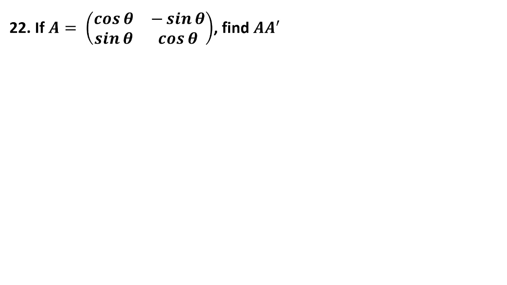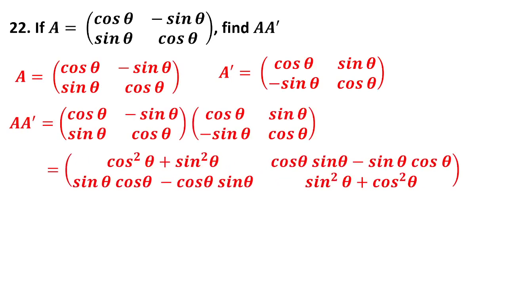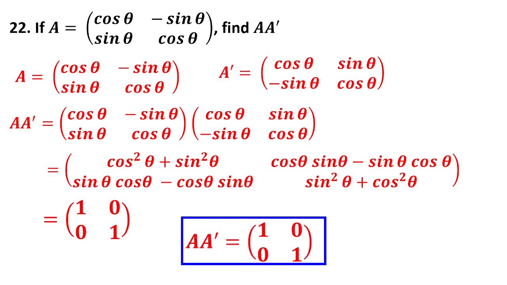Well, A is given, we have to find A dash. A is there, and A dash is its transpose, and I am multiplying, and I am making use of the idea that cos square plus sin square is 1, therefore I am getting an identity matrix. A A dash is an identity matrix.